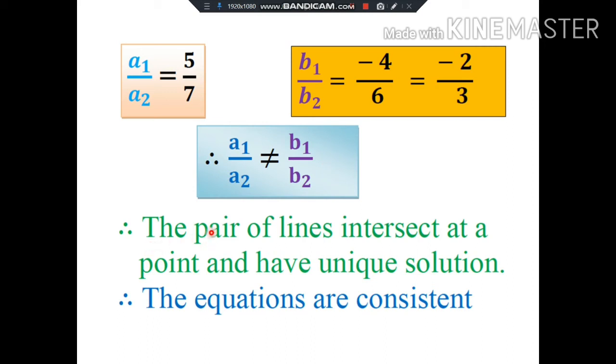So therefore, you know the condition now from the chart. If a1 by a2 is not equal to b1 by b2, how will the lines be? The pair of lines intersect at a point. When they intersect at a point, they have a unique solution. So therefore, the equations are consistent. This is how you have to solve this problem.